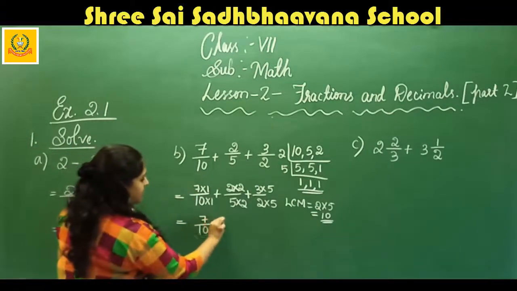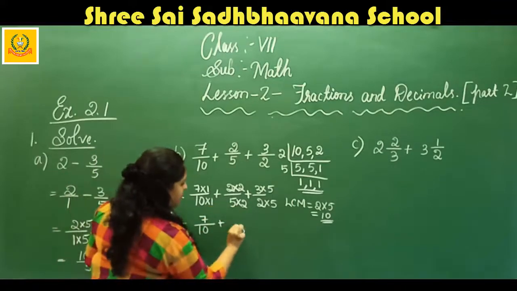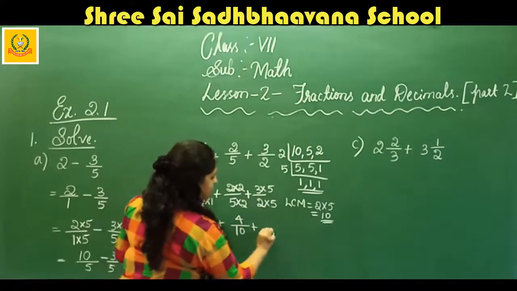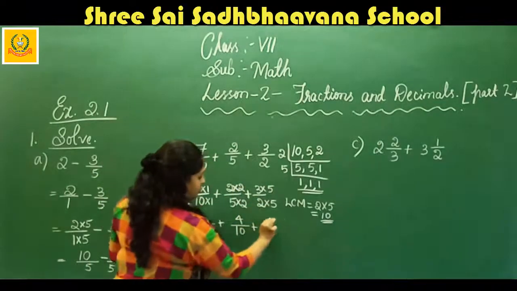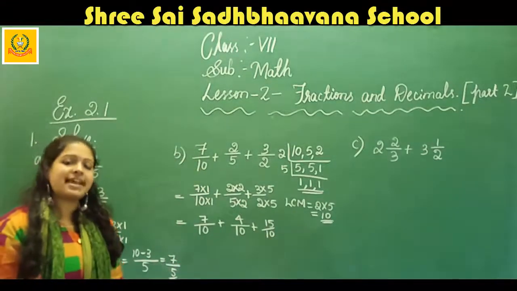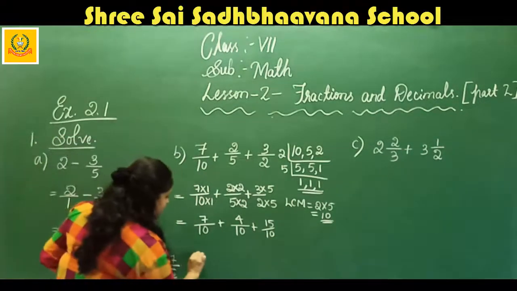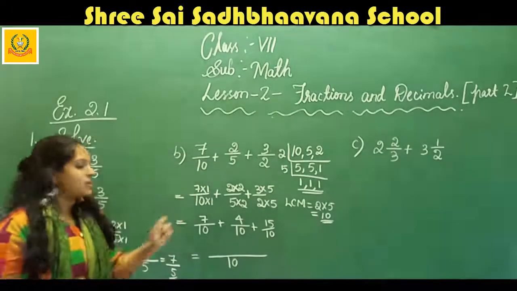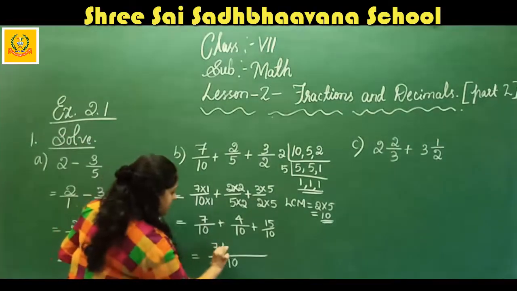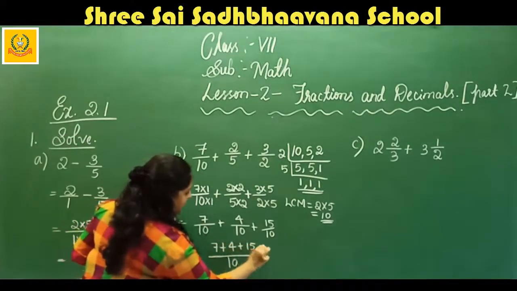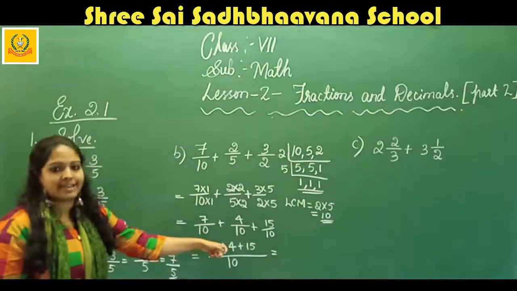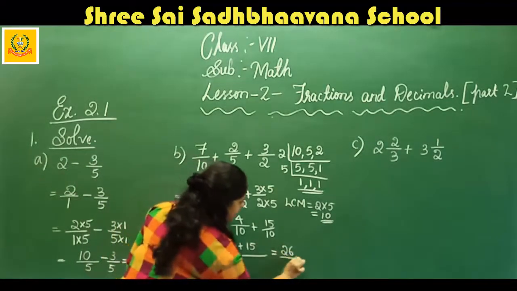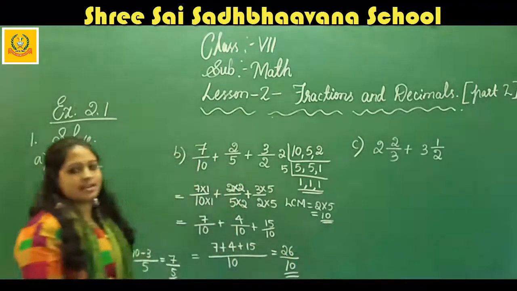Now here you see 10 ones are 10. 7 ones are 7. Plus 5 2s are 10, 2 2s are 4, plus 2 5s are 10, 3 5s are 15. Now you can see the like fraction. When there is a like fraction, what you will do? You will write the single denominator because denominator is the same. Now add the numerator. 7 plus 4 plus 15. How much? 7 plus 4, 11. 11 plus 15 is 26. 26 by 10. This is the answer.